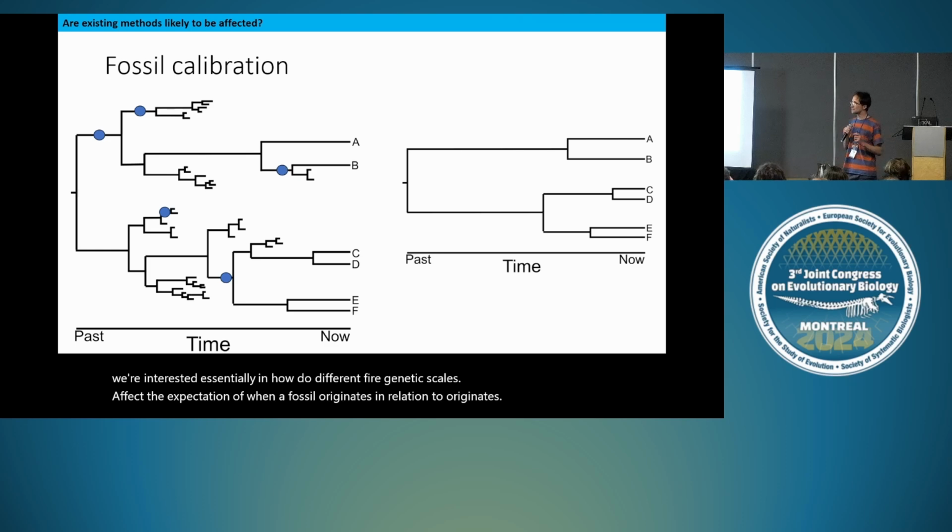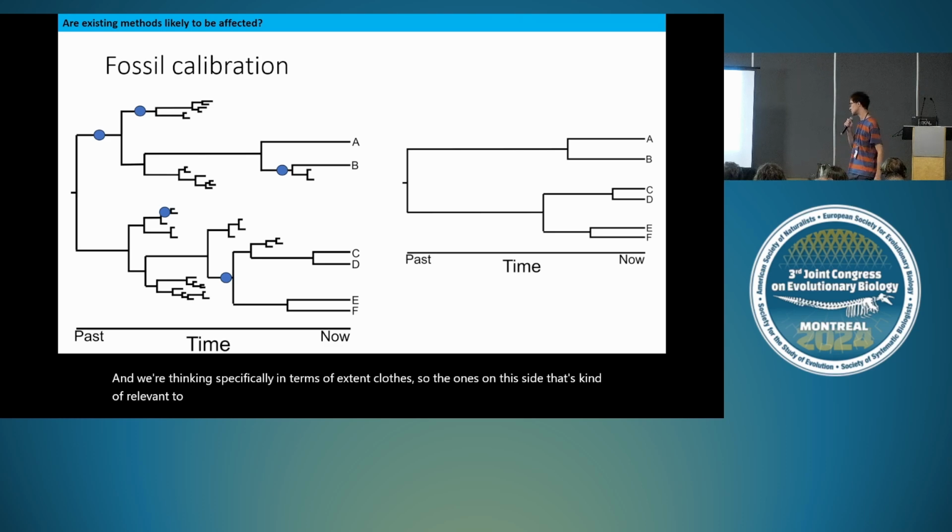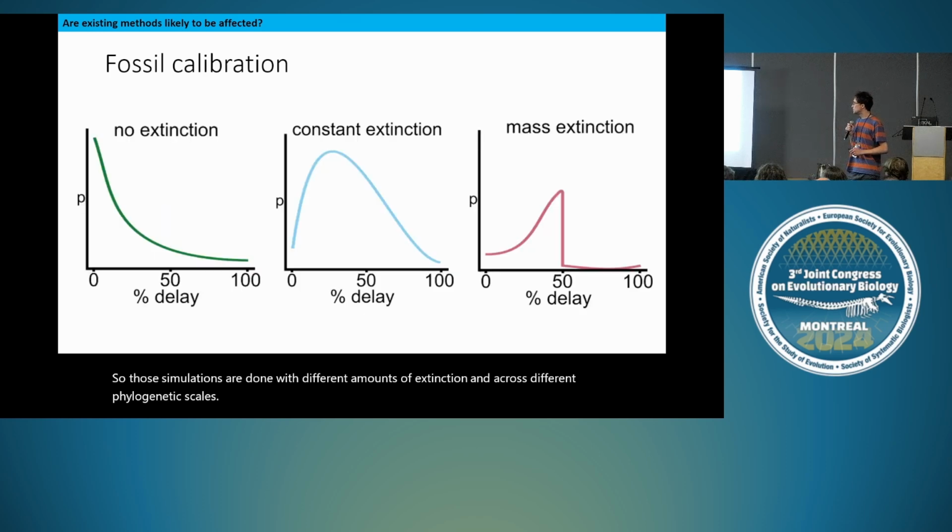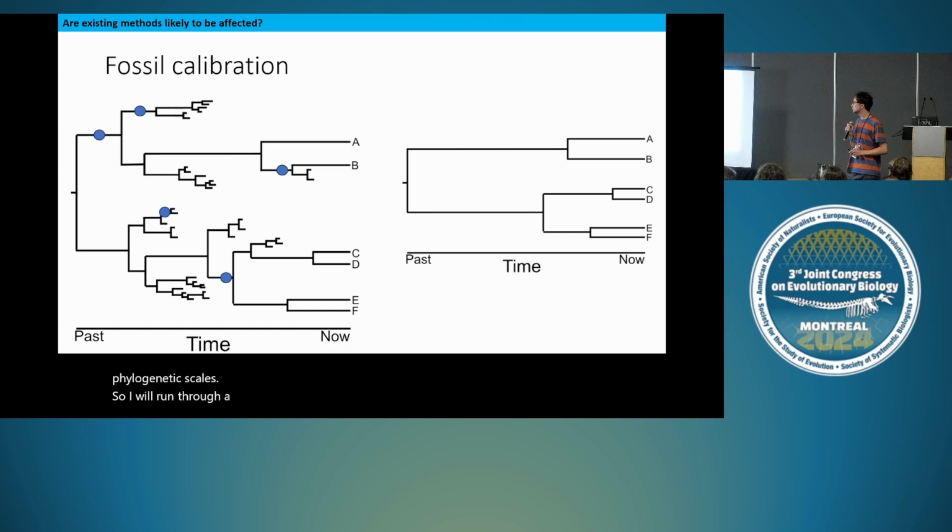And we're thinking specifically in terms of extant clades, so the ones on this side, because that's relevant to how you would use fossil calibrations to date a molecular phylogenetic tree. Those simulations are done with different amounts of extinction and across different phylogenetic scales. So I will run through a couple of simple results from them.